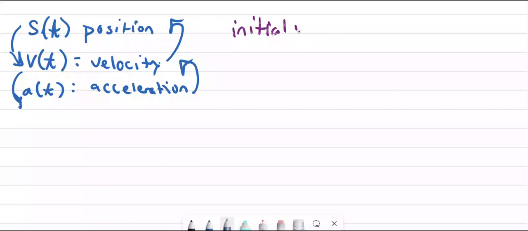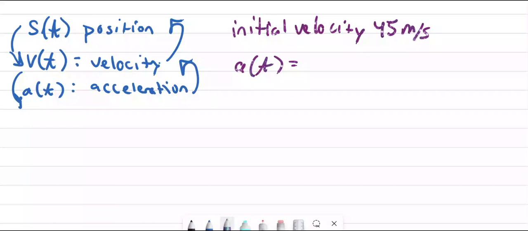So here's one that says an object with an initial velocity of 45 meters per second. So initial velocity, 45 meters per second. At the end, I'll show you why they said that. And then they say its acceleration is given by the function a of t equals negative 6t minus 16 meters per second squared. All right, so t seconds after the experiment begins. Then they want the velocity function as their question. They want us to come up with v of t.